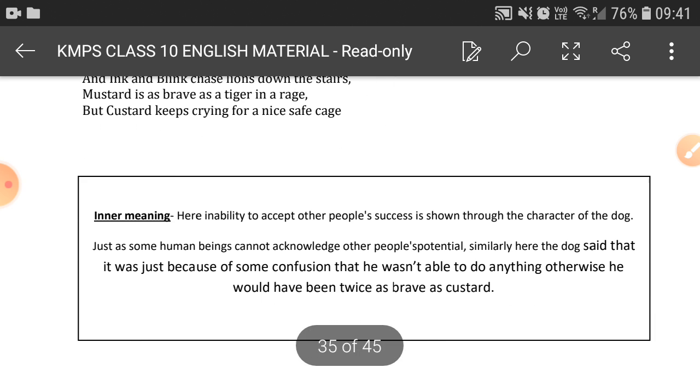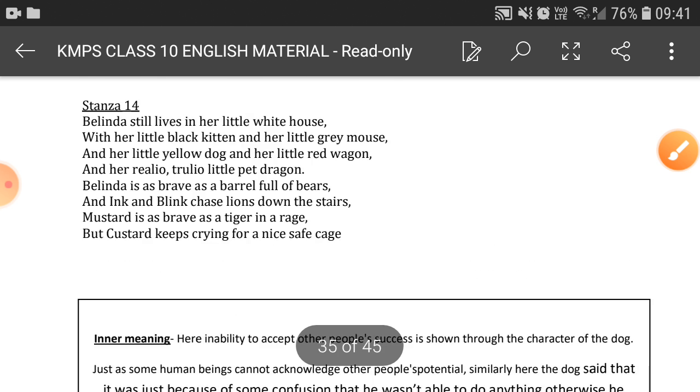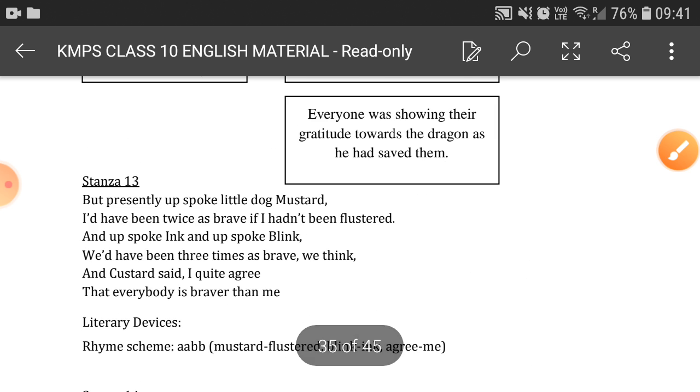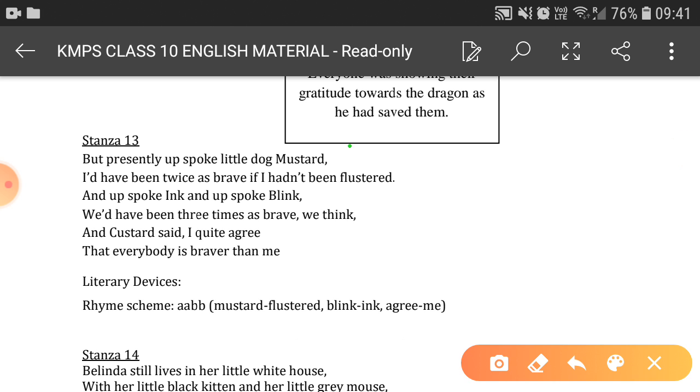In terms of plot we have already described. In terms of the inner meaning, here the inability to accept other people's success is shown. You can see how in stanza 13 it is written, but presently up spoke the little dog Mustard, I have been twice as brave if I hadn't been flustered.